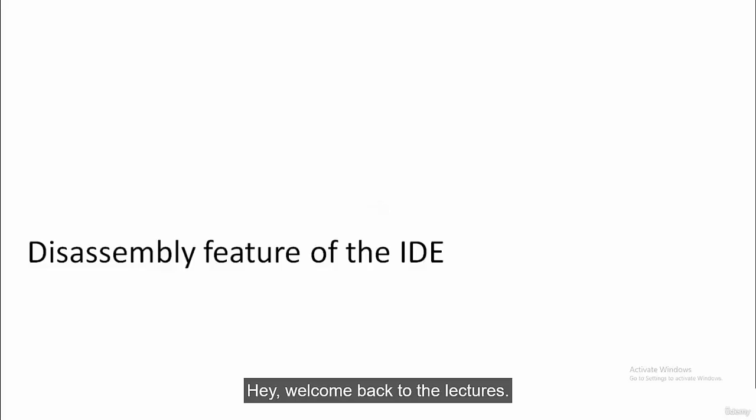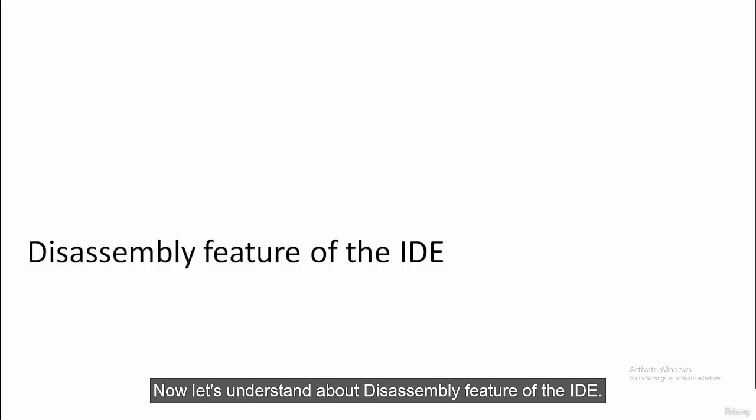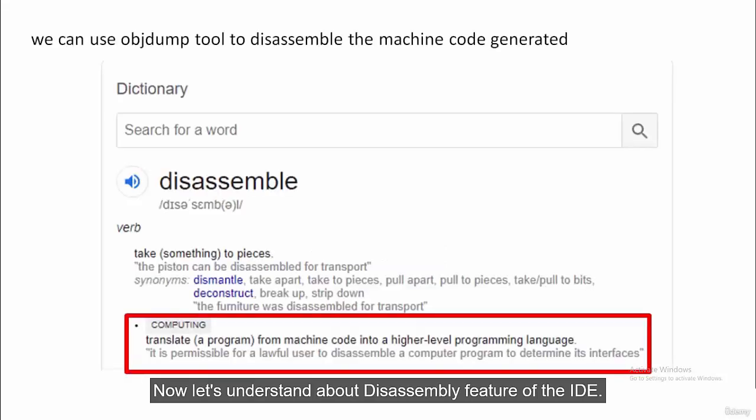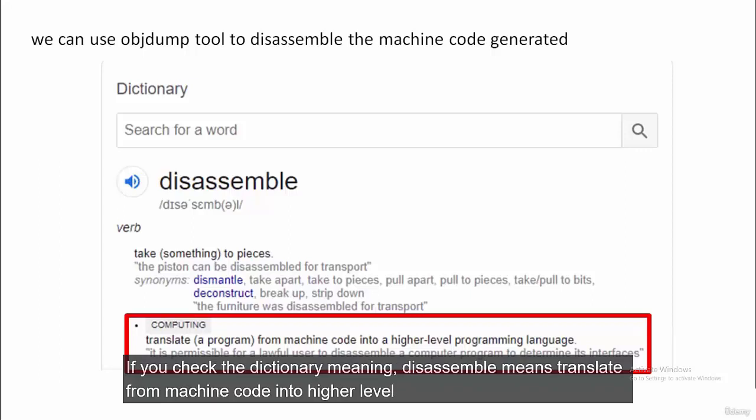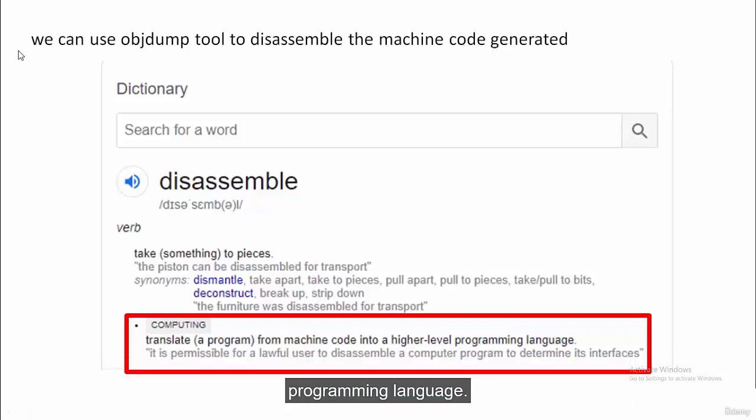Welcome back to the lectures. Now let's understand about the disassembly feature of the IDE. So what exactly is disassembling the code? If you check the dictionary meaning, disassemble means translate from machine code into a higher level programming language.